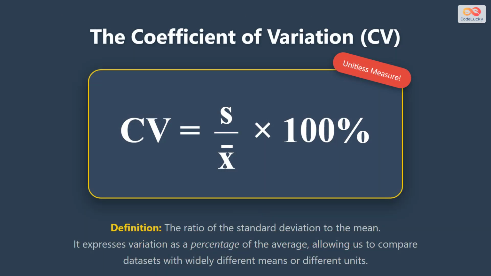This is where the coefficient of variation, or CV, comes in. It solves the scale problem. The formula is simple. We divide the standard deviation, S, by the mean, x bar, and then multiply by 100%. This gives us a unitless percentage. It tells us how large the standard deviation is in relation to the average.